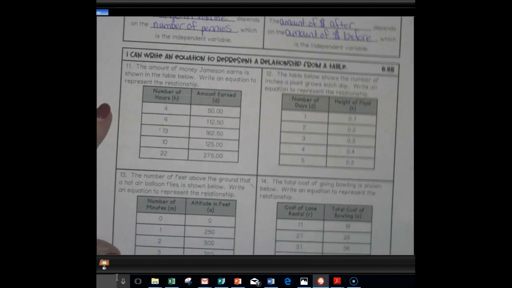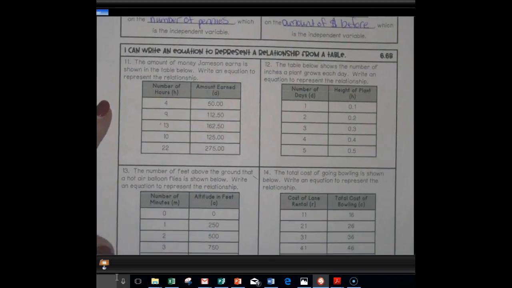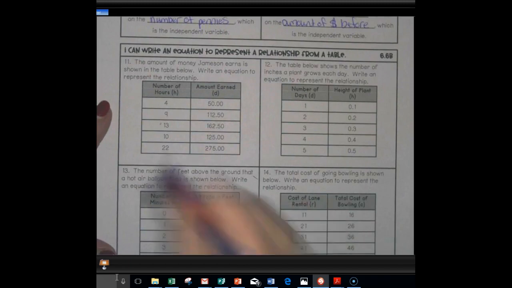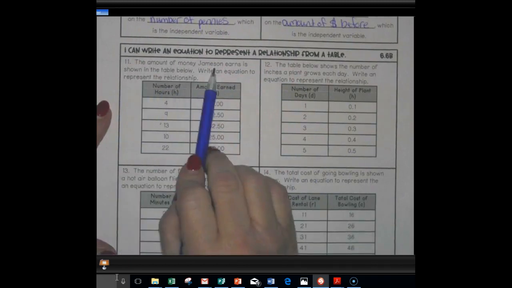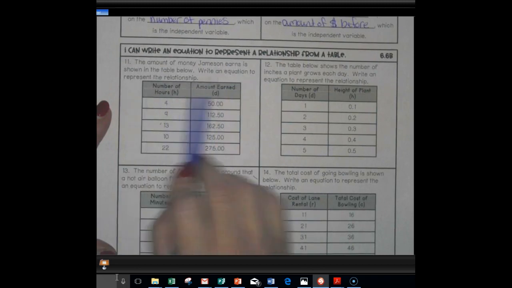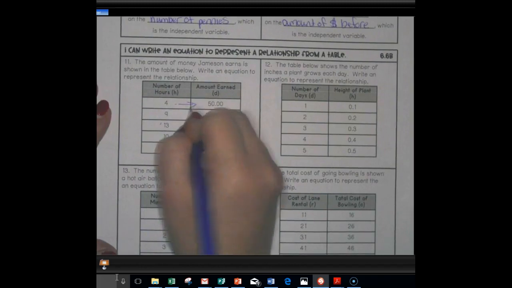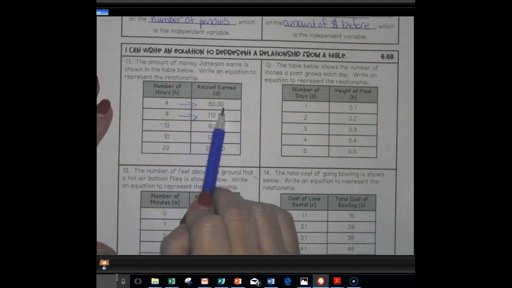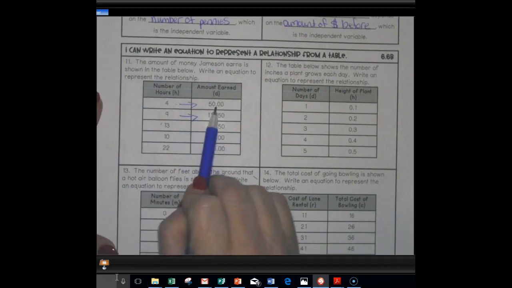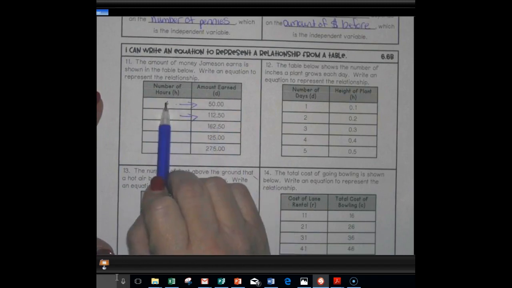Okay, this next one, you're going to write it. This is where you're writing the equation. The amount of money Jameson earns is shown in the table below. Write the equation represented. If you can't see how 4 times something gives you 50, let's go the opposite way. Can 50 go into 4? How about if I divide? 50 divided by 4.